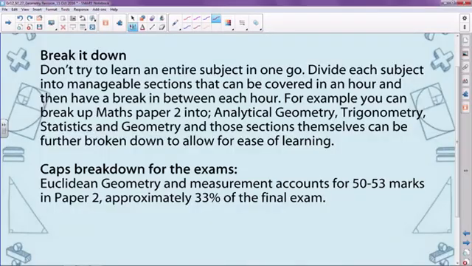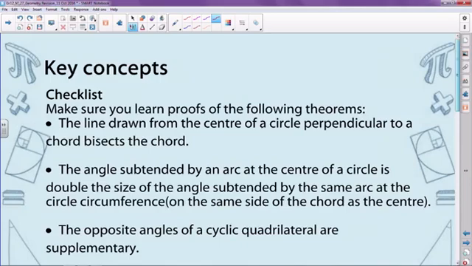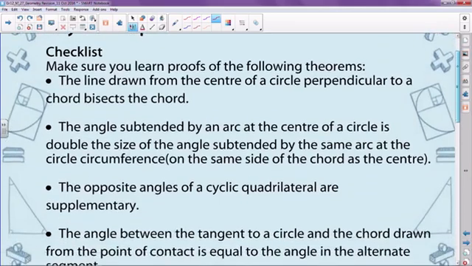Now the CAPS breakdown for your geometry part of your exam, well, Euclidean geometry and measurement, that accounts for 50 to 53 marks. That's massive in paper 2. That's approximately 33% of the final exam. So you cannot hide away from geometry. It will find you. It's 30% of the exam.